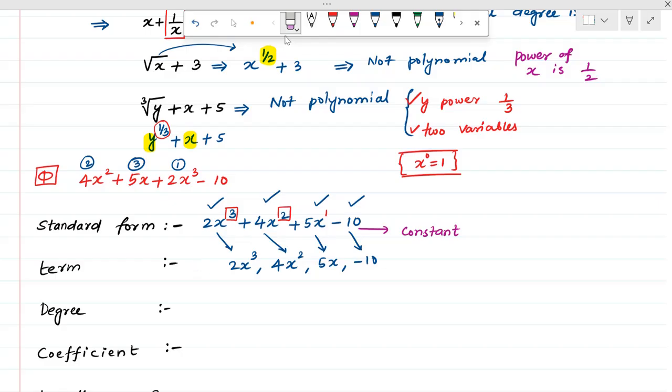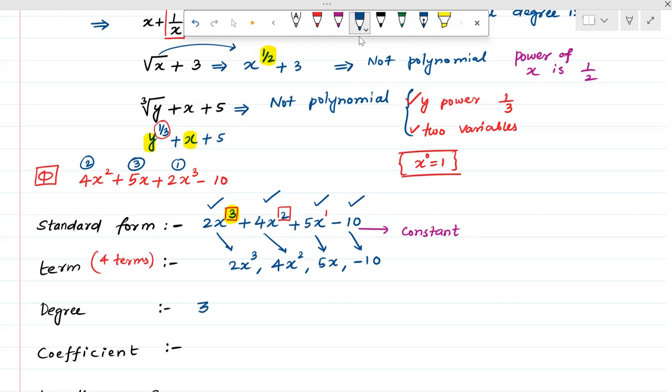And this 4 is nothing but the number of terms you have. So how many terms do you have? The number of terms is 4. What are they? These are the terms. You have to write them without the plus. Now, what is the degree of this polynomial? You have to see the highest power of x. The highest power of x is 3. So I will write this one.